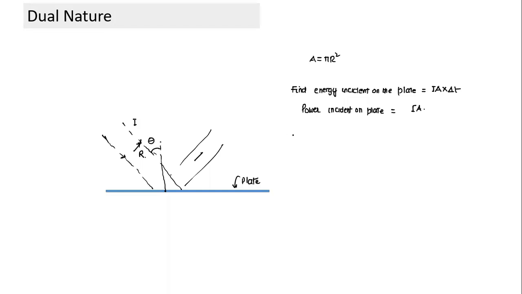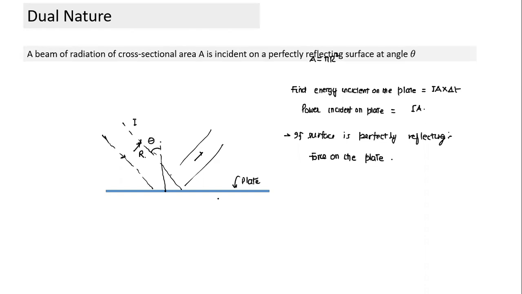Now if this light gets reflected, if the surface is perfectly reflecting, can we calculate the force on the plate? What is the force which will act on the plate? How would you calculate the force now? So basically what we know is the power which is incident.